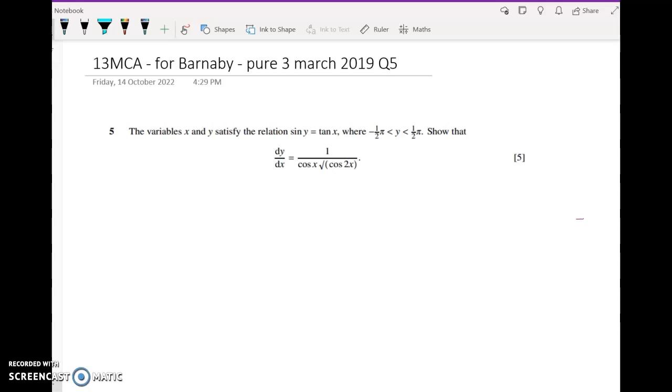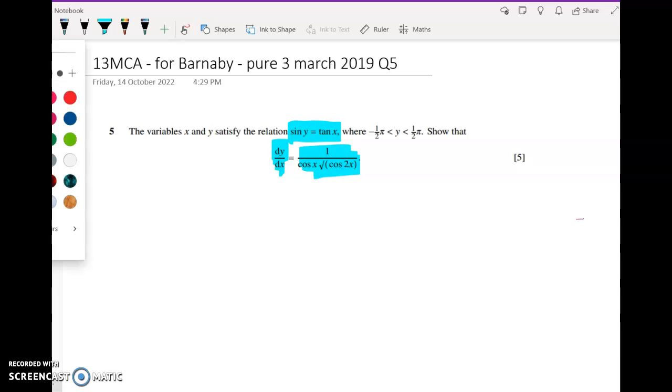So the first thing that you'll notice is that we've got sine of y is equal to tan of x, and we have to show that dy by dx is equal to this. We're going to use some trig identities here quite a lot, and we also have to be really confident with implicit differentiation. I guess the other way you could do it is you could do some inversing stuff here, and then you're still going to end up with something mucky.